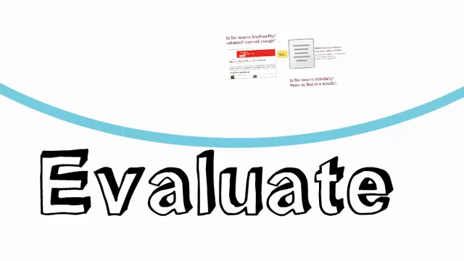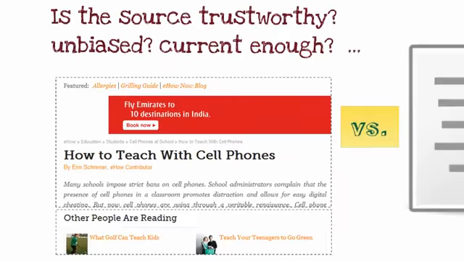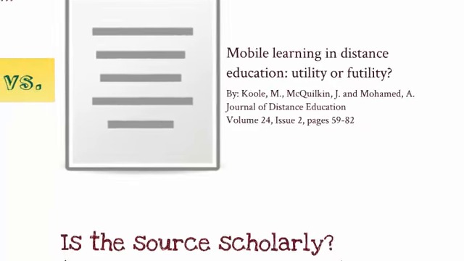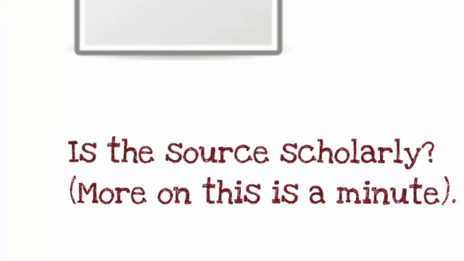As you gather resources, you'll need to evaluate them. In the course you're in, you learn criteria for evaluating sources. For example, is the author trustworthy? Is the source unbiased? Is the source current enough for your needs? This website isn't appropriate for most academic assignments, but this journal article is. We'll discuss scholarly sources more in a minute. If you're unsure, a librarian can help you evaluate sources and find ones that meet all the criteria.